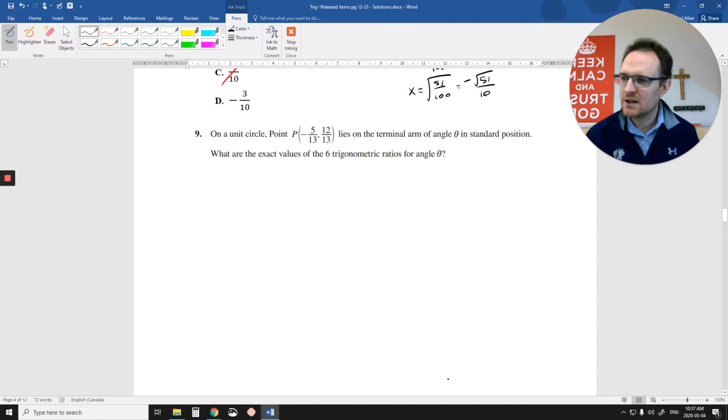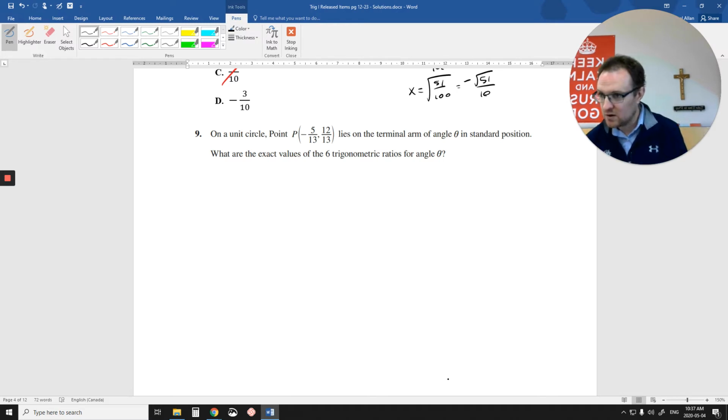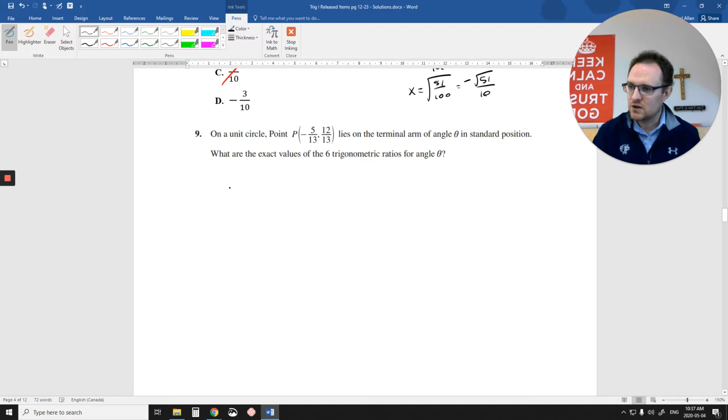Okay, so this point lands on the unit circle. You can double check that. You can go 5/13 squared plus 12/13 squared ends up being 1. So that is on the unit circle. So you can draw that out.